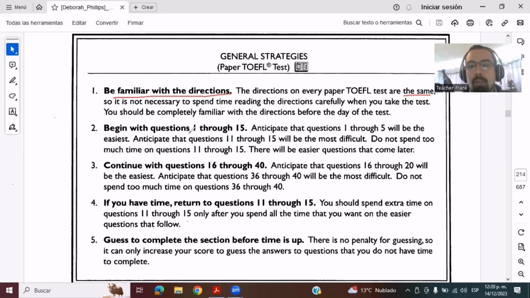Begin with questions 1 through 15, right? Anticipate that those will be the easiest, right? And in this case, 11 to 15 will be the most difficult.